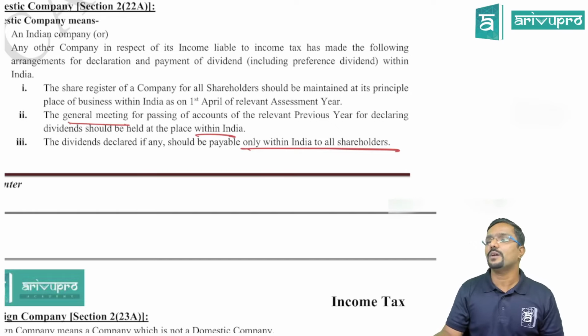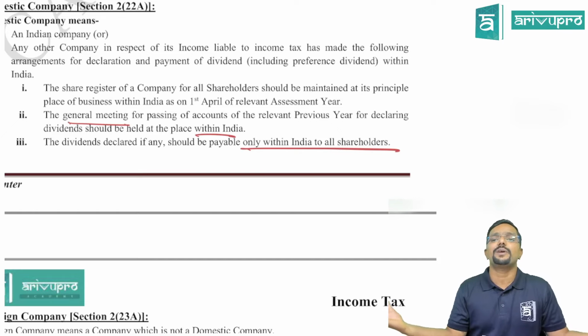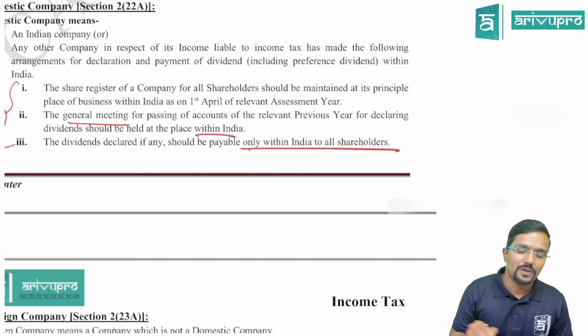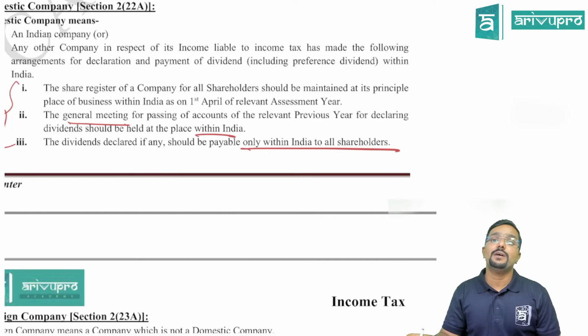Even if it is paid to one or two shareholders outside India, you are not satisfying this condition, so you will not become a domestic company. Clear? All three conditions have to be satisfied in order to become a domestic company.